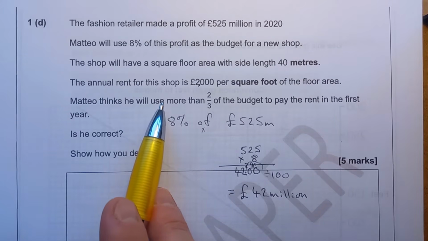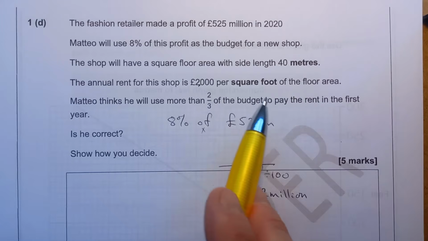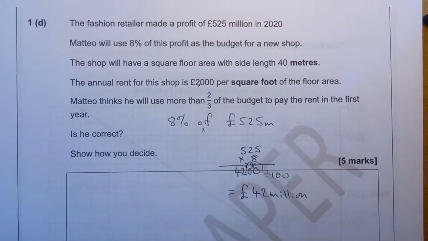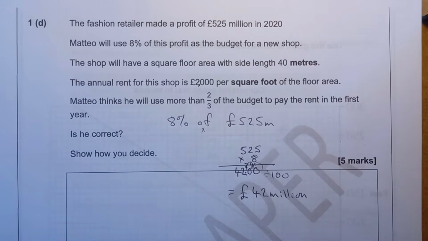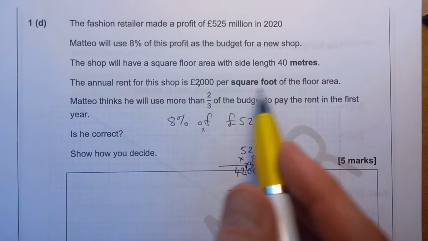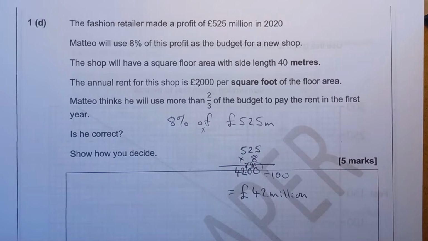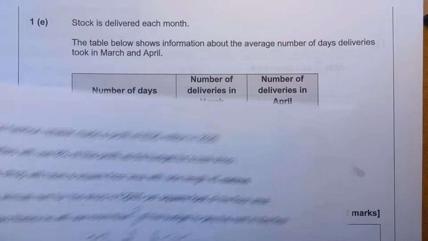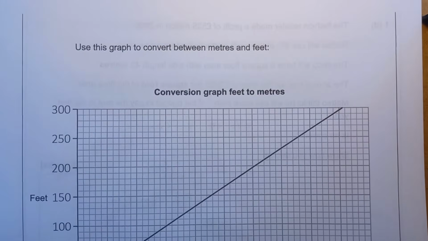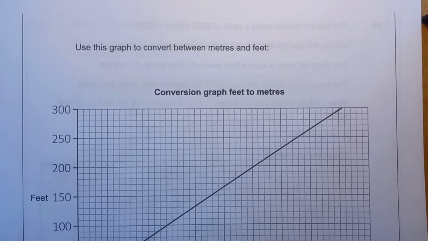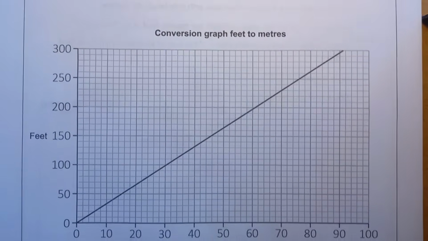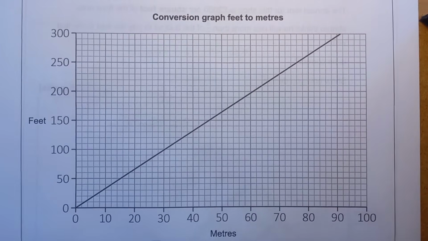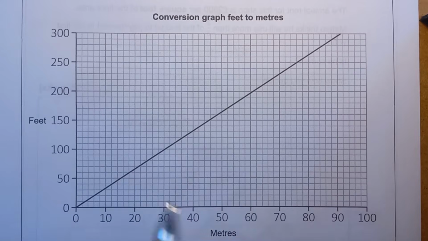Now, the annual rent for this shop is £2,000 per square foot. So, we're going to need some way of getting from feet to metres. And what we've got with this question is we do have, on the other side, a graph to convert between metres and feet. So if we move this up here, right. Well, what we had was our square foot. We were told that we've got square floor area with side length 40 metres.